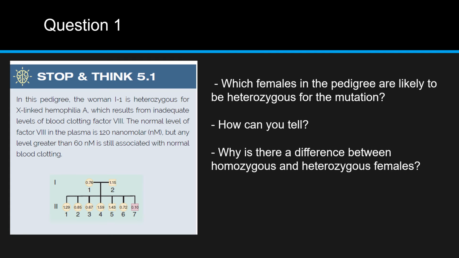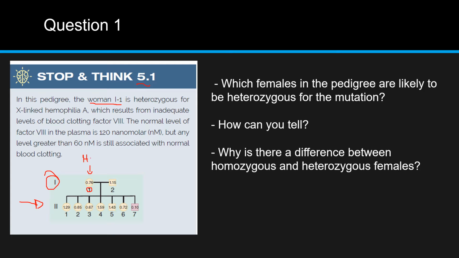Okay, so let's try to solve this question together. This is the stop and think 5.1, and in this case they gave us a pedigree, and they tell us the following information: that there is a woman. Here it will be this one because it's a woman, and they give us even the indication, this 1 and 1, that is heterozygous.